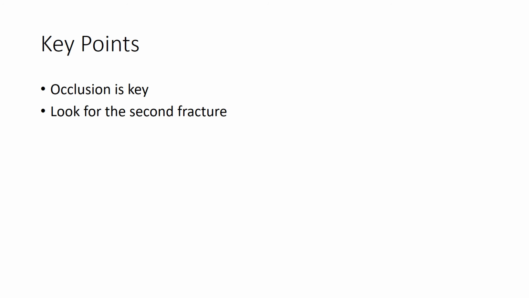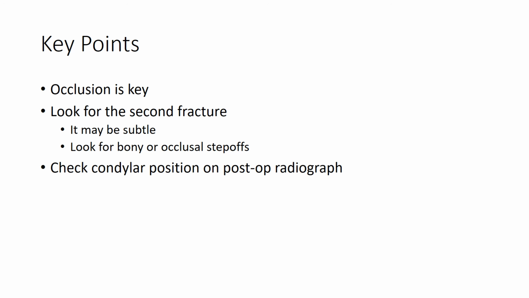Look for the second fracture. It can be subtle, but look for bony or occlusal step-offs as clues to a second fracture. Check the condylar position on post-operative radiographs every time. It's really the main thing that the surgeon is wanting to know. Check for loose wires. Again, it's not insignificant. It can be behind the patient's dental arches, so nobody will be able to see it except for you. So it's important to point out.